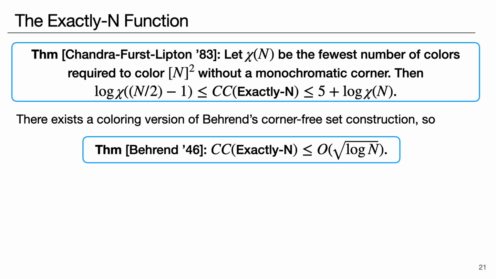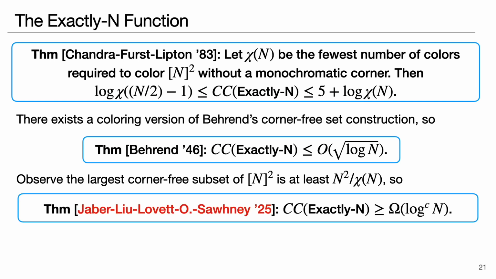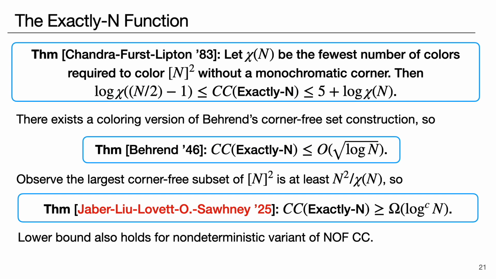On the other hand, note that the largest corner-free subset of the n by n grid is at least the largest color class. So by our result, you can conclude that the communication complexity of exactly n for 3 players is in fact polylogarithmic in n. So all that remains is to determine the precise constant on this logarithm. And let me briefly note that our lower bound also holds for a non-deterministic variant of communication complexity, but let me not go into that.